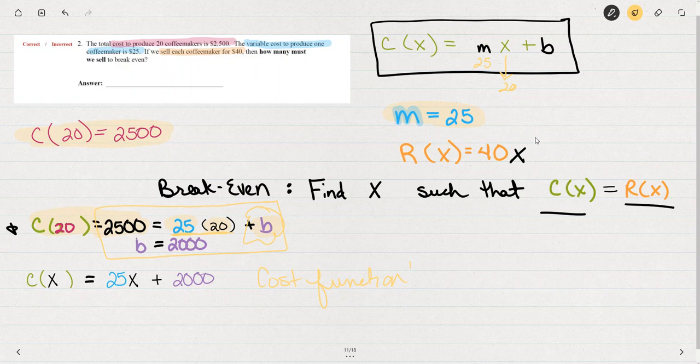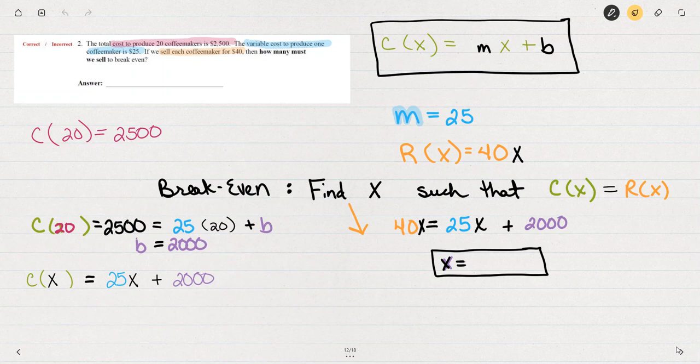We already have that the revenue function is 40X, so all I need to do now is set those two equations equal to each other. The revenue function, R of X, is equal to the cost function, 25X plus 2,000, and solve for X. Now let me give you a little tip about this one. When you solve for X, you're not going to get a nice, easy whole number, and we're not going to just round according to normal rounding standards.